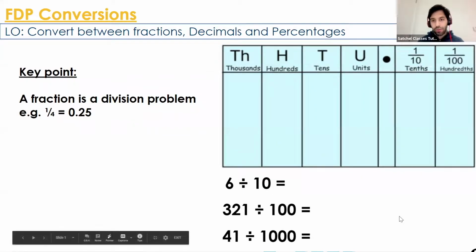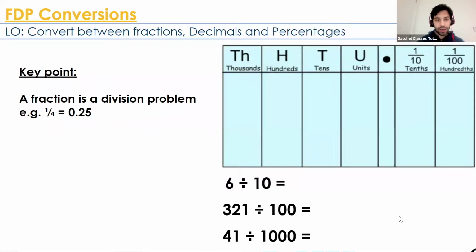So let's start with 6 divided by 10. So I'm going to write 6 in the units column. Now, if I was to divide 6 by 10, what would happen is the 6 will move 1 column, because each time we divide by 10, we're moving 1 column to the right. So this 6 is going to move 1 column to the right.